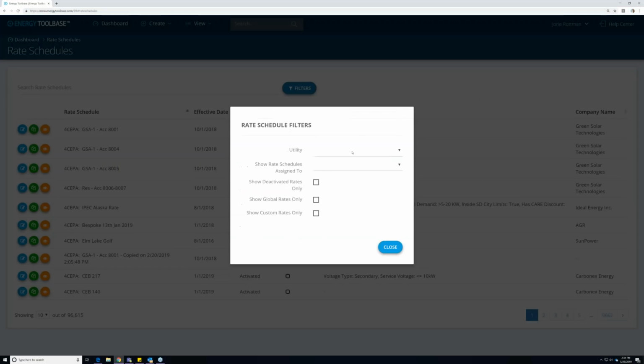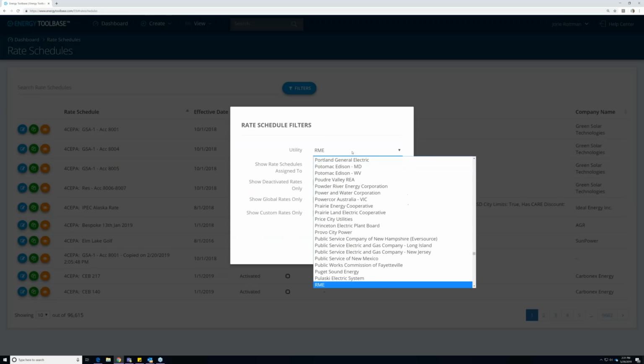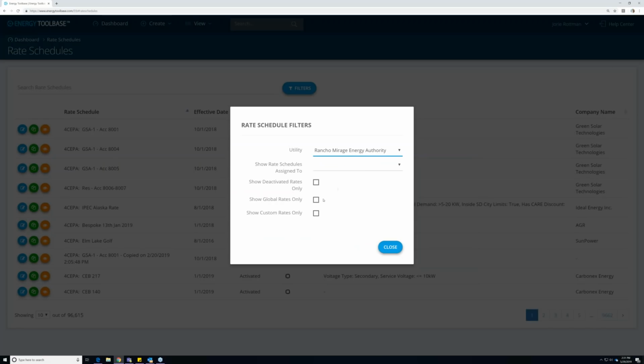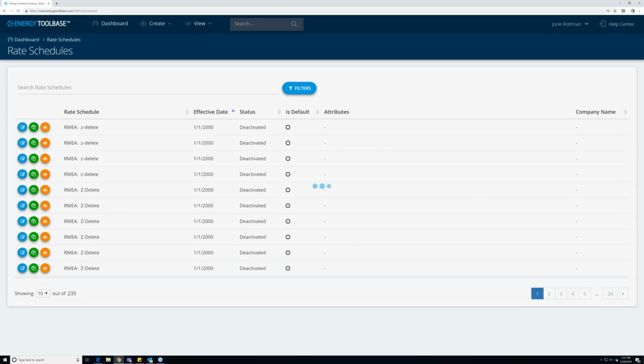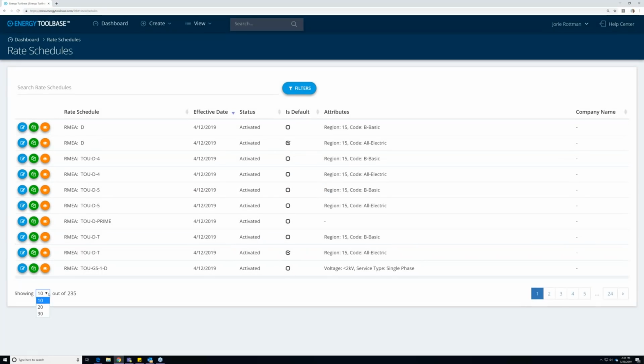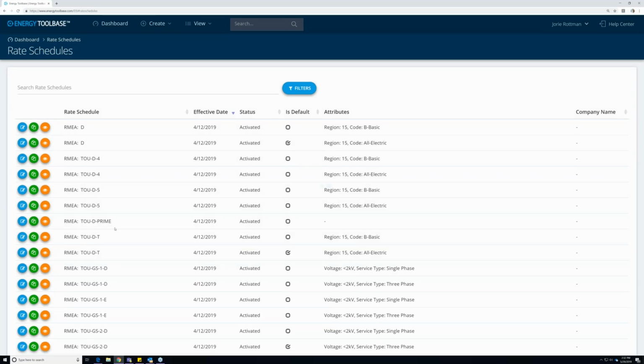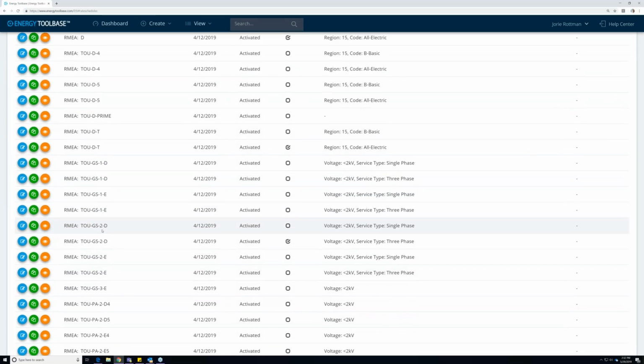Also something to keep in mind, you may have seen that there was a vintage year applied to the charges, and you'll also see that here going into the Rancho Mirage CCA. We're going to look at a commercial rate here, the TOU GSD, and again we have an attribute for single phase, 3-phase, so we're going to look at the 3-phase right now.